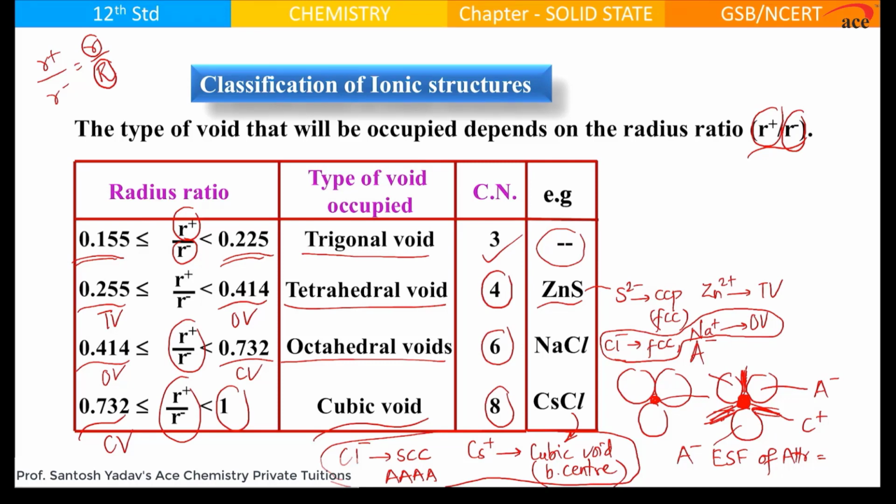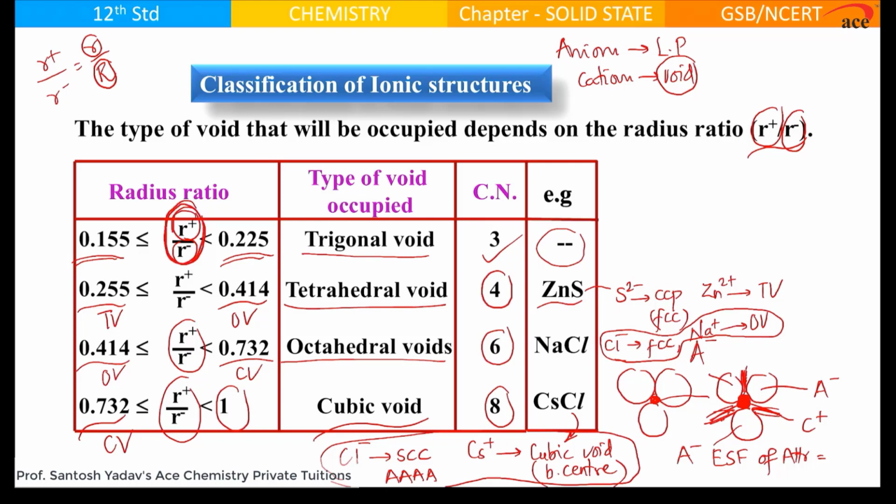So that is about learning of ionic structures. In ionic structures, remember, anions make up what? Anions make up lattice points. And where do cations go? Cations go into void. Which void? Which void is decided by the radius ratio.